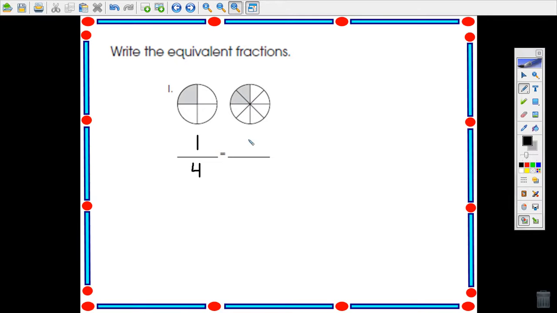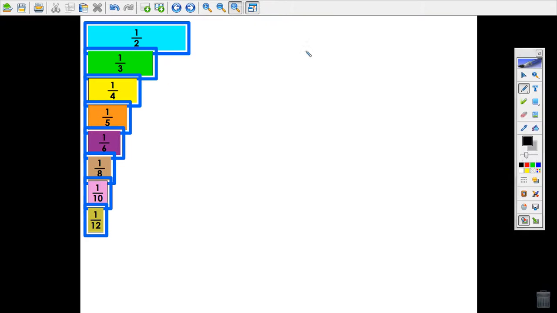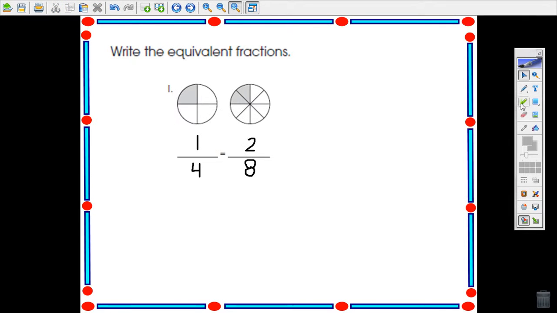Well, in this one, we have 2 shaded in. Out of how many total? 1, 2, 3, 4, 5, 6, 7, 8. Out of 8, so 2/8. Let me show you that that is true with the fraction strips. 1/4. Oh wait, I just did this one, I forgot. And 2/8. Let me also check again using whatever you do the top, you do the bottom. 4 times 2 equals 8. And 1 times 2 equals 2.